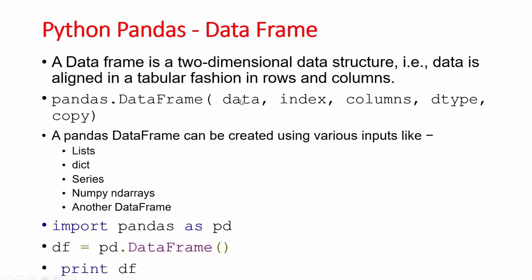The input is going to be data and the index value, and another extra thing is columns, because a data frame is a two-dimensional array. In series it is a one-dimensional array, so we don't specify any columns or rows. But in a data frame, as it is a two-dimensional array, we must specify the columns, and the d-type and the copy. In pandas, a data frame can be created using various inputs like list, dictionary, series, numpy ndarrays, and other data frames. The syntax of creating a data frame is similar to the syntax of creating a series. We will see that in practice.